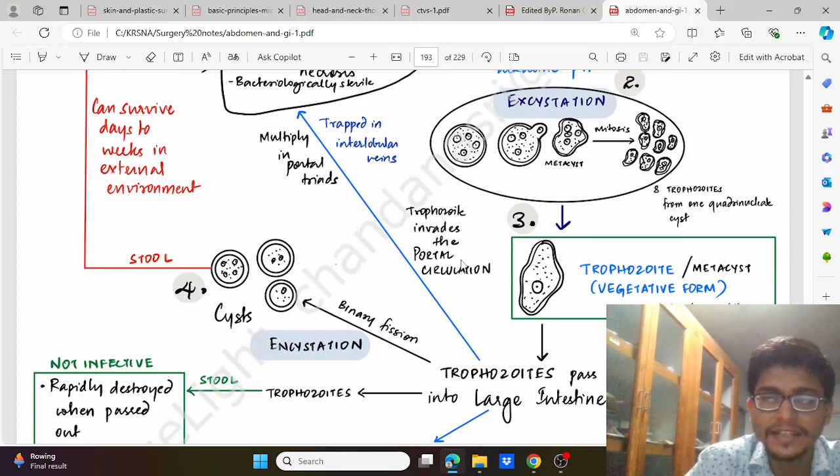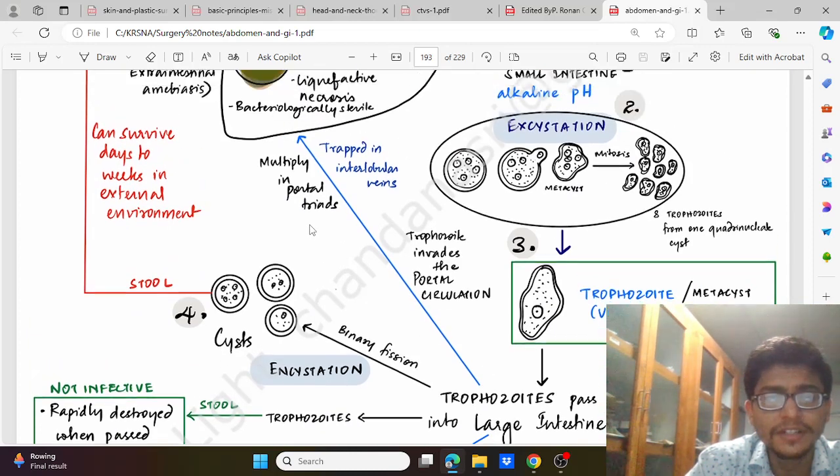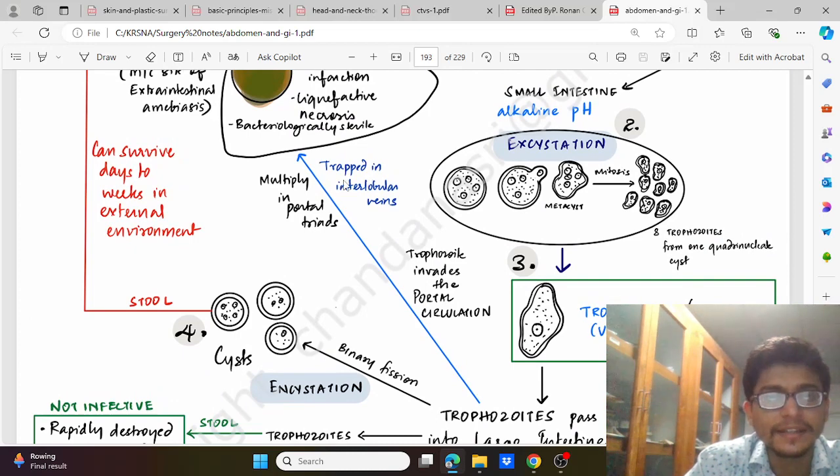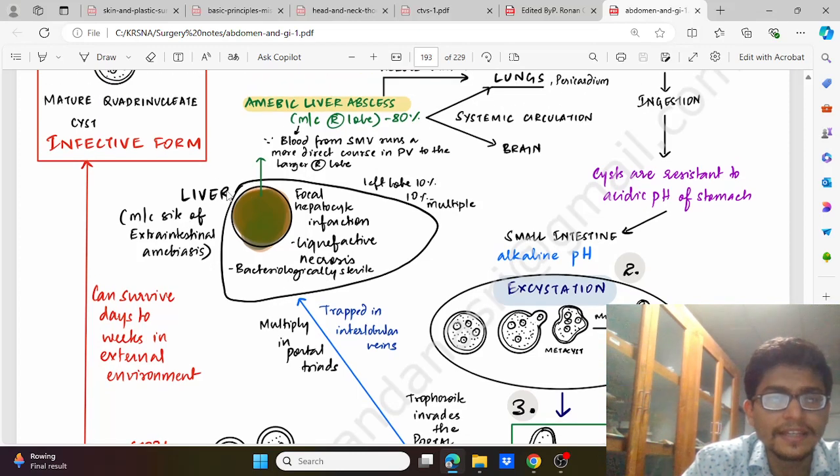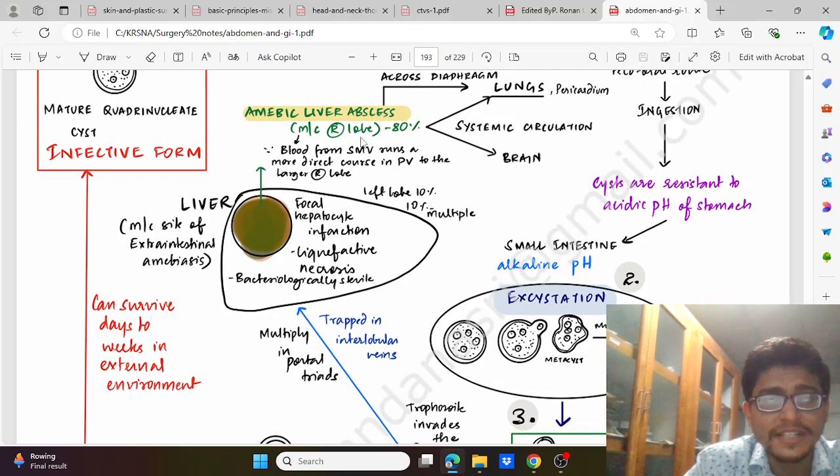From the large intestine, they may invade the portal circulation and multiply in the portal triads, trapped in the interlobular veins, and infect the liver parenchyma, causing focal hepatocyte infarction and liquefactive necrosis. Bacteriologically, these are sterile. The most common site is the right lobe of the liver, causing amoebic liver abscess.